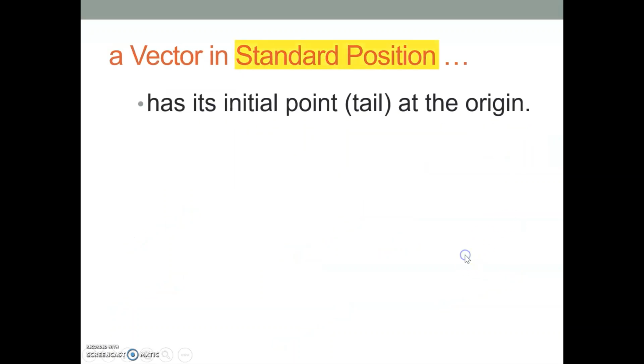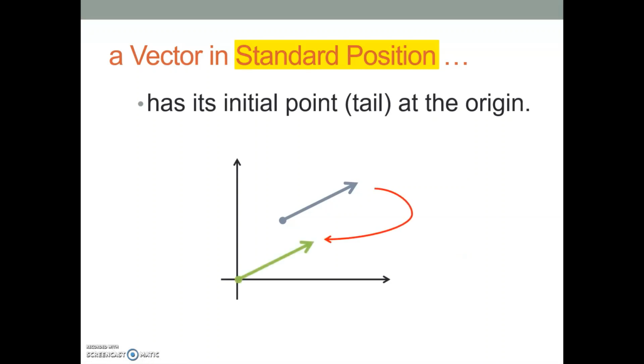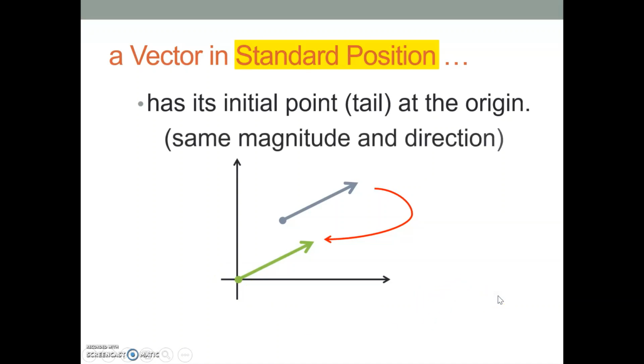A vector in standard position has its initial point, also called the tail, at the origin. And again, these are the same vector because they have the same magnitude and direction. They're just in a different location. The green one is in what we call standard position. Both locations represent the same vector, not two separate vectors, because they have the same magnitude and direction.